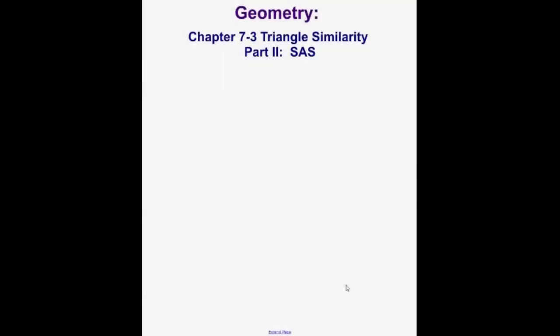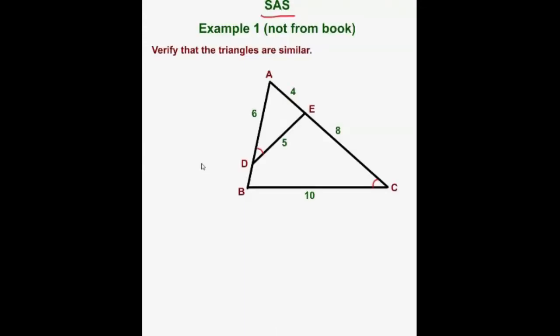Okay, we're going to continue on with Chapter 7.3, and we're going to focus on side angle side. Probably one of the most confusing of the three categories that are given in that section. So we want to verify that the triangles are similar. We're given that these two angles are congruent, angle ADE and angle C. And we're looking at this small triangle here in comparison to this big triangle here.